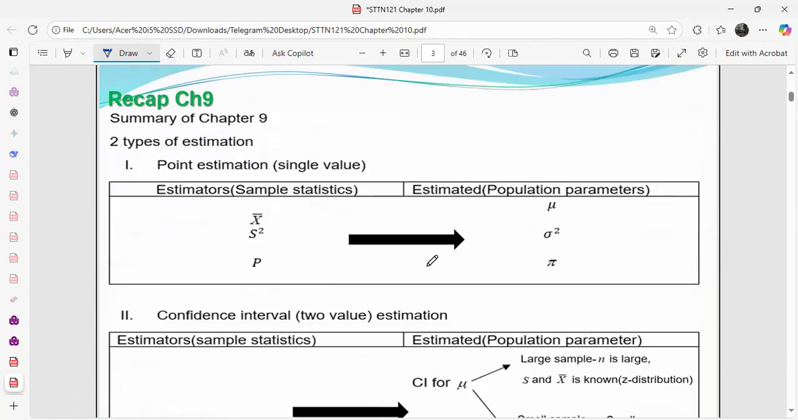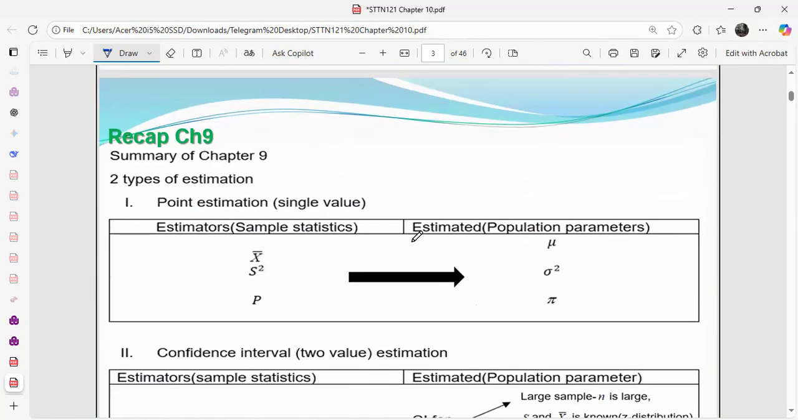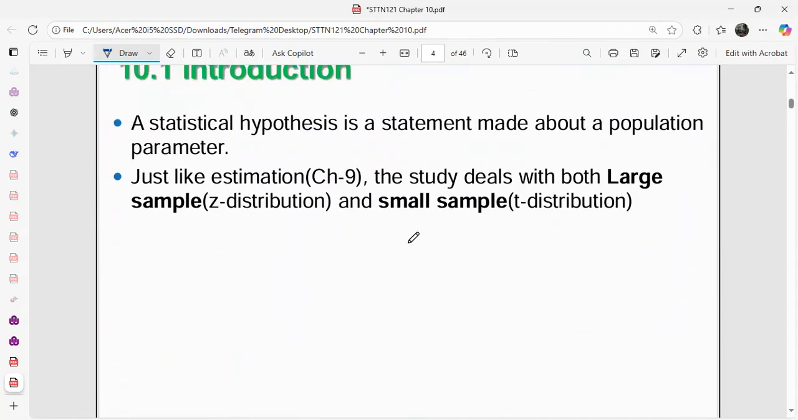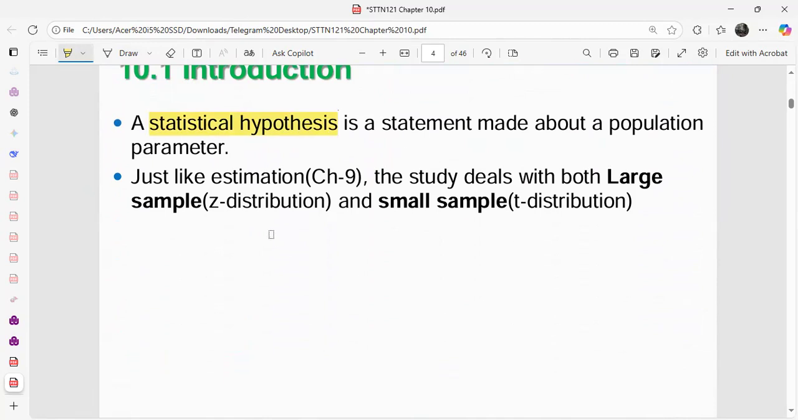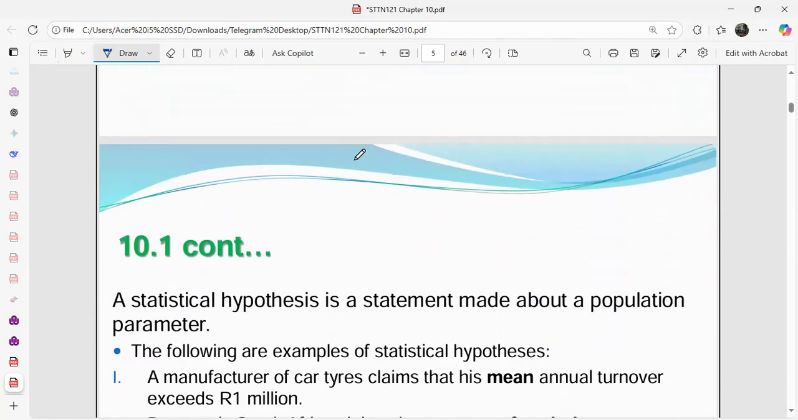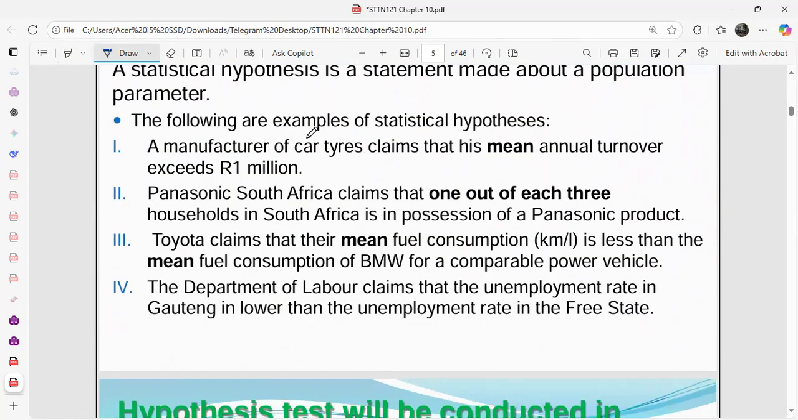This one is the recap for chapter 9. Let's start with the introduction. The statistical hypothesis is when you are talking about a statement made about a population parameter. That's the definition of statistical hypothesis.